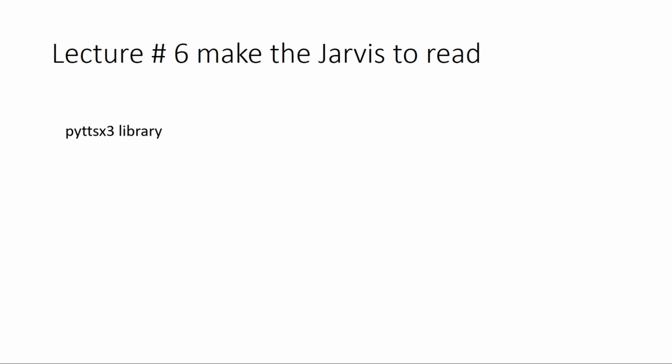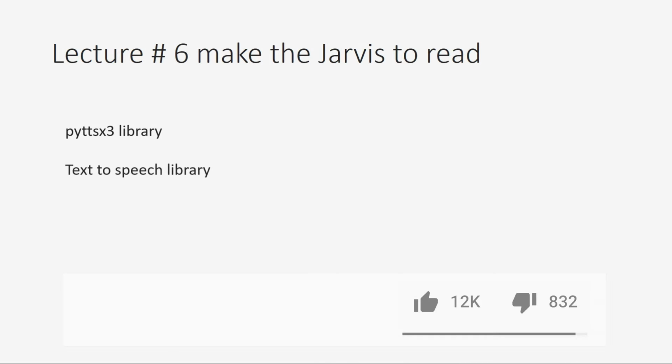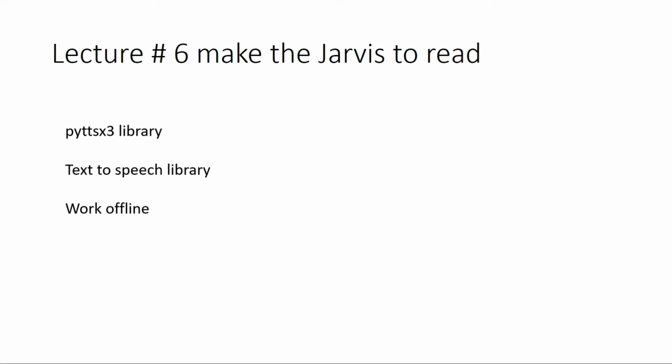In this lecture we will make our Jarvis read. For that purpose I'm going to use the pyttsx3 library. We have other libraries installed in Python, but this library works offline as well. This library is used to convert any text to speech. This is also called a text to speech library. It works offline and is compatible with both Python 2 and Python 3. So let's see how we can use this library.